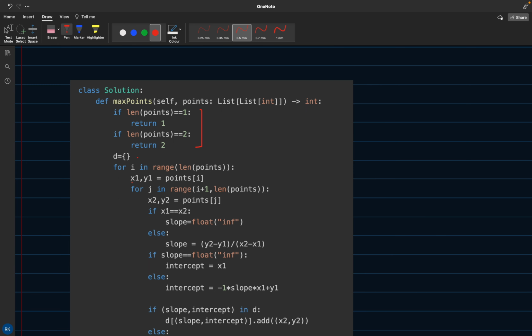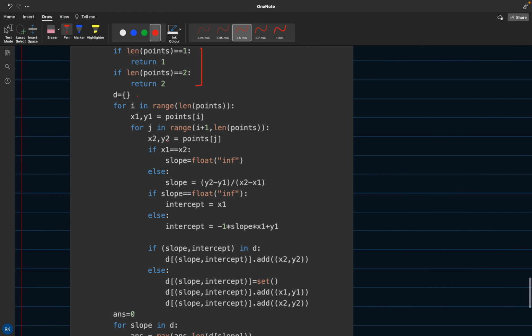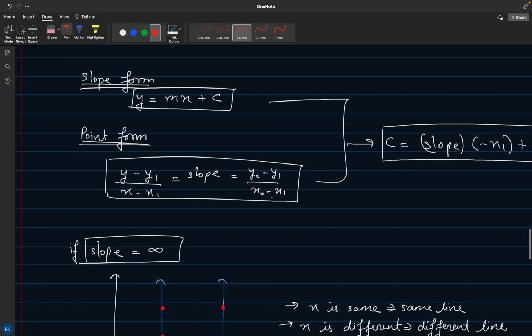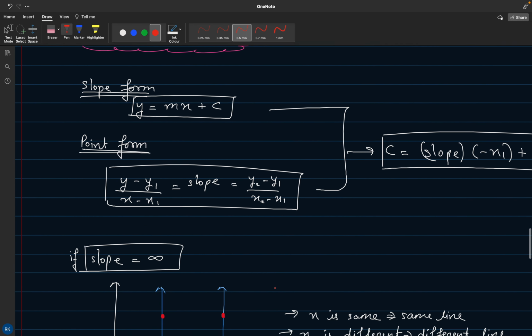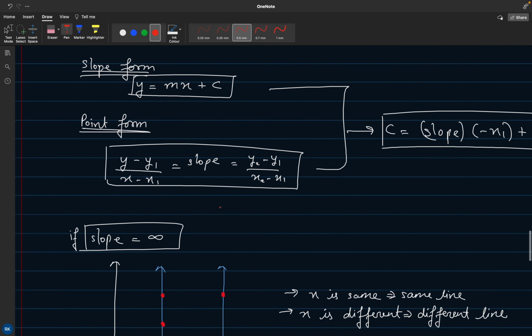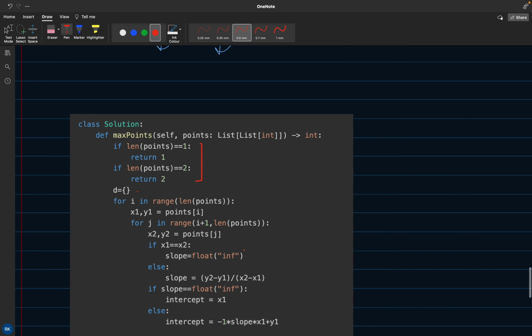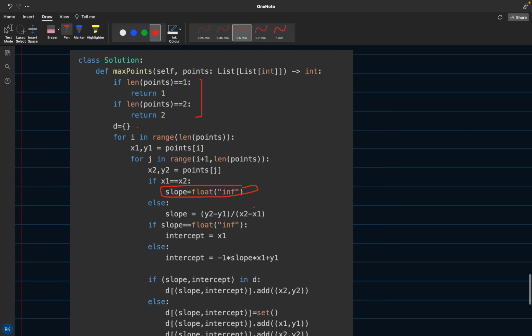And let my first point be x1 y1, okay, and this x2 y2 will be my second point. If the x value is equal, since we saw in this formula, we have to divide by x2 minus x1, so we have to handle it explicitly, otherwise it will give us a divide by 0 error. So if x1 is equal to x2, my slope will be infinite, and that means we will reach this case. And in Python we can specify slope is equal to infinite using this float of inf. So this will make my slope infinite, and otherwise I'm simply going to use this formula.